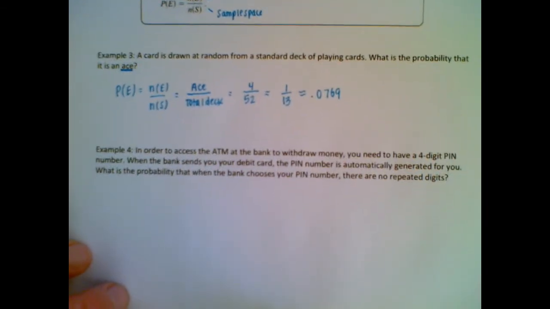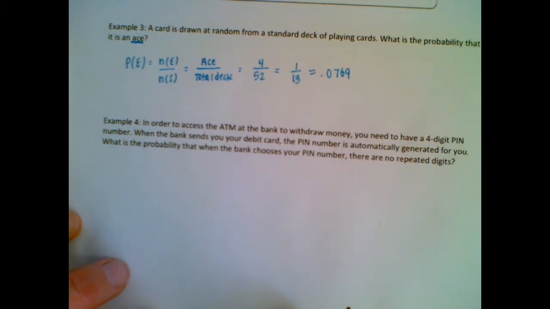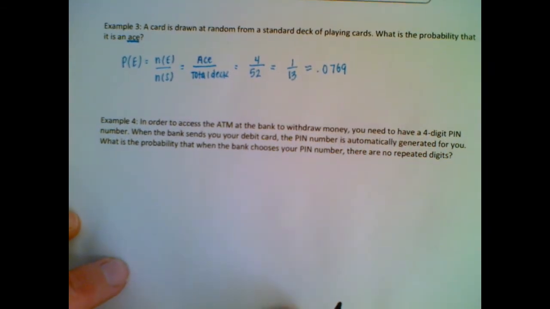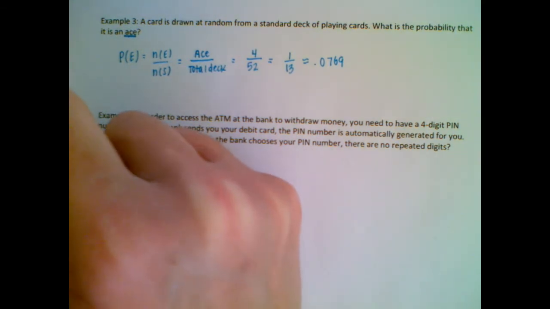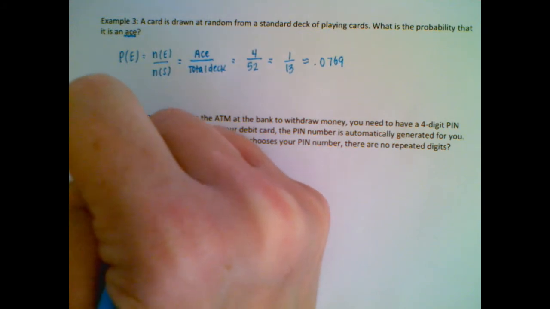All right, so let's bring in some permutations. In order to access the ATM at the bank to withdraw money, you need to have a 4-digit PIN number. When the bank sends you your debit card, the PIN number is almost automatically generated for you. We want to know, what is the probability that when the bank chooses your PIN number, there are no repeated digits? All right, so I'll set up my P(E) equals n(E) over n(S).